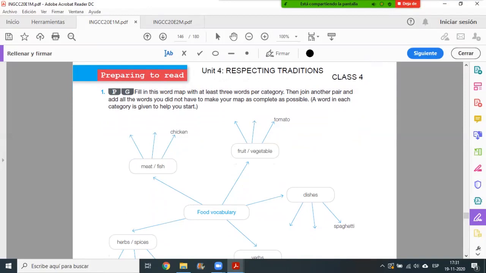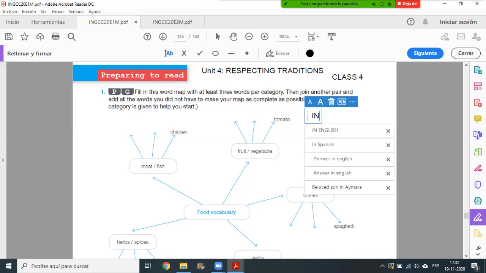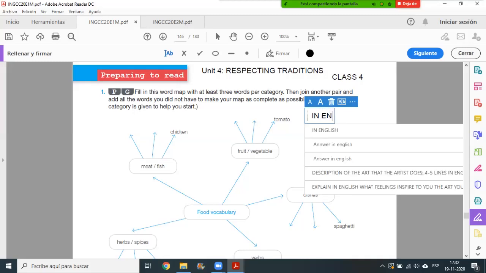Vocabulario de comida. For example, here you have fruit, vegetable. And here you can write, for example, tomato. You can write fruit, oranges. You can write a vegetable, lettuce. You choose, si quieres escribir frutas o vegetales. Yeah? In English, of course. So you have to write in English, please.